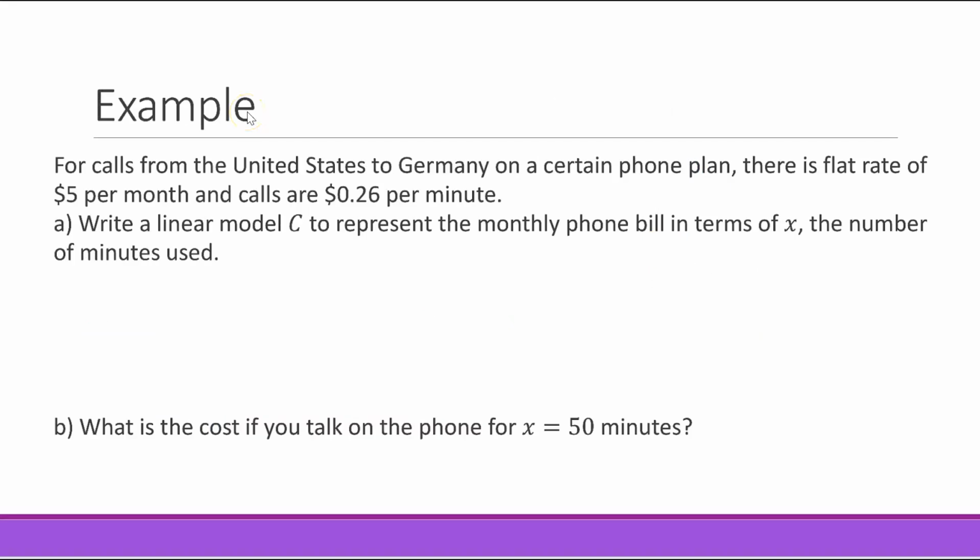In this example, we're going to need to build a linear model. So in general, I just want to write what a linear model would look like generically. So my linear model, let's call it f of t, is going to look like the average rate of change times t plus the initial value.